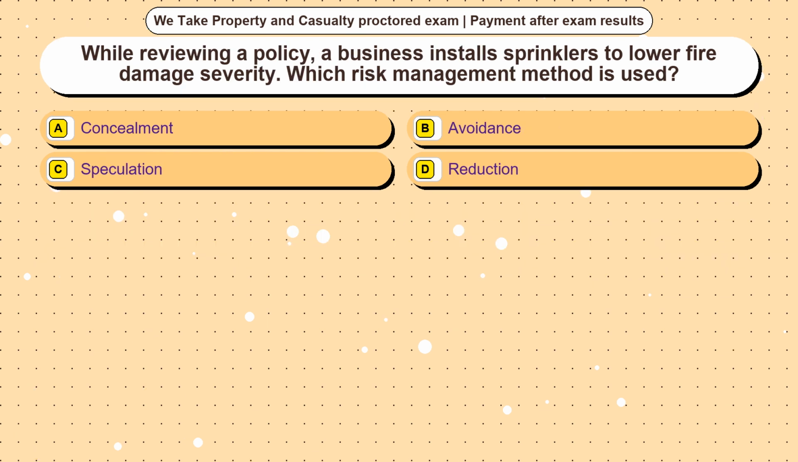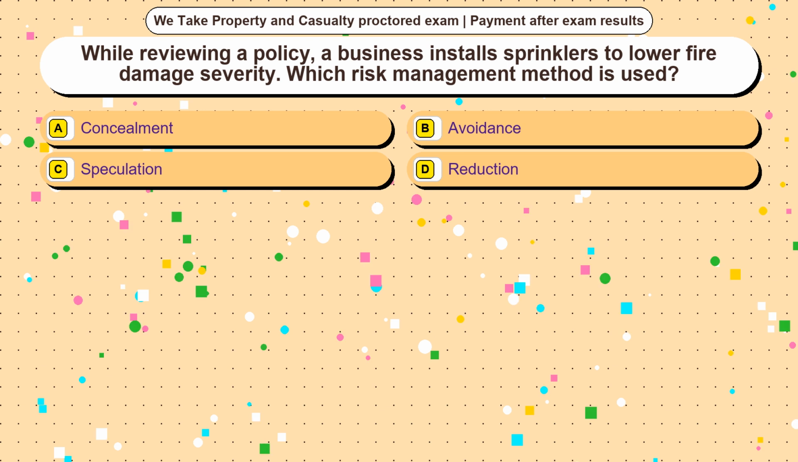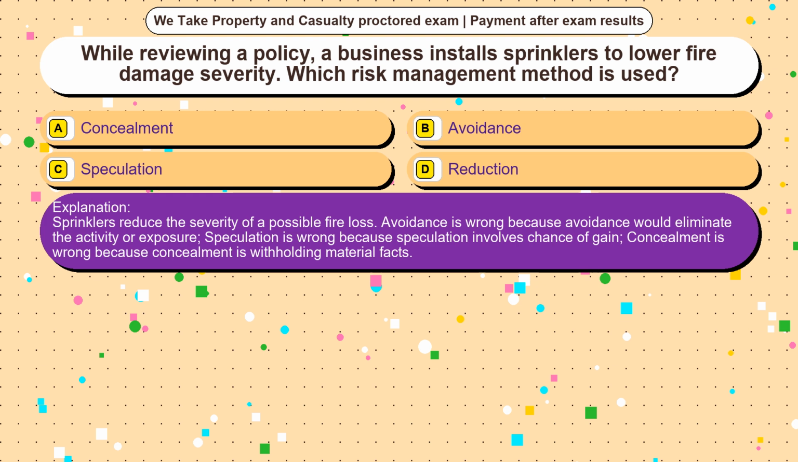Question 5. While reviewing a policy, a business installs sprinklers to lower fire damage severity. Which risk management method is used? Option A. Concealment. Option B. Avoidance. Option C. Speculation. Option D. Reduction. The correct answer is option D. Sprinklers reduce the severity of a possible fire loss.